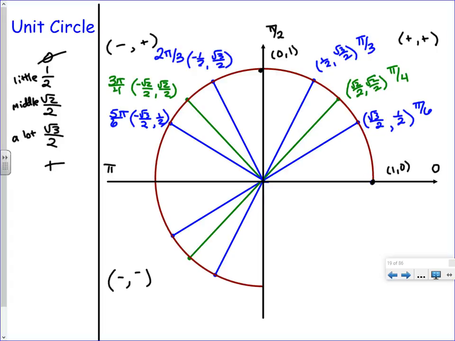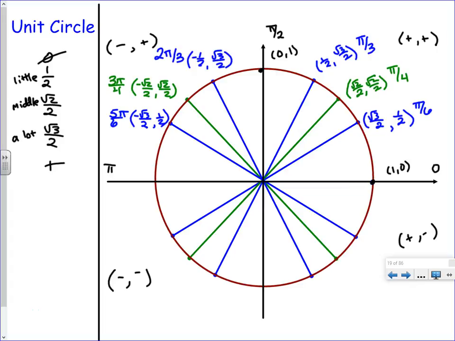Then look at your unit circle again. What's going on over here in the fourth quadrant? Don't all of these mimic each other again, except what are the signs over here in the fourth quadrant? All of the x's are positive because you're going to the right to get there, and all the y's are negative because you're going down to get there.